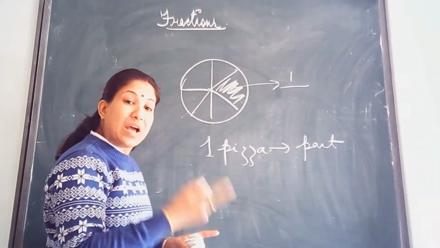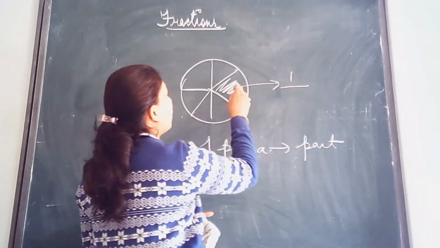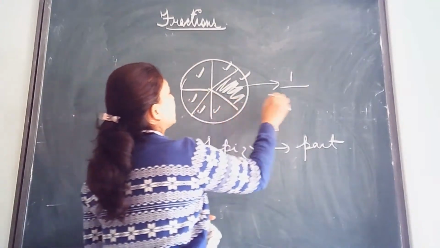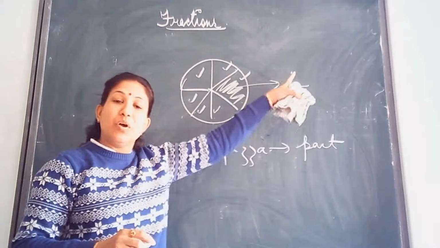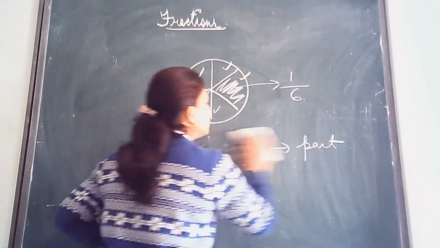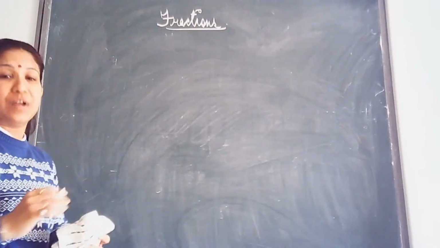So what is the fraction of that part that you have taken? It is 1 on count: 1, 2, 3, 4, 5, 6. So part of whole. That means here you have consumed 1 by 6 portion of the pizza. This is one thing that we came to know, the meaning of fraction.